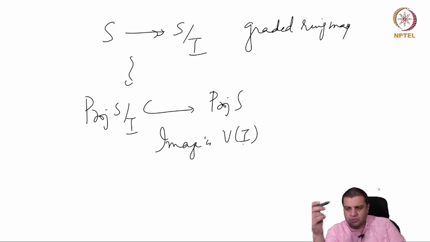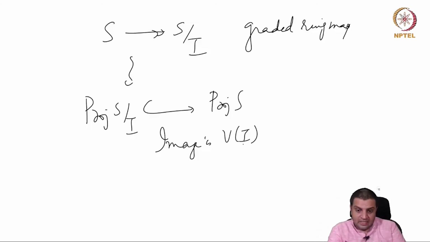Okay, so just a warning, it is not true that every graded map will give a map of Proj. In Spec, that is the case. If you have just a map of rings, it will give a map of Spec. Proj is not that straightforward. There have to be some conditions, but in this particular case, one can explicitly verify that this surjective map induces this injection, and this is precisely what this is.